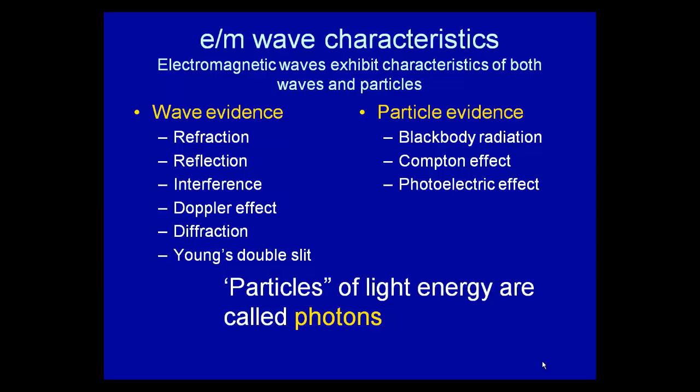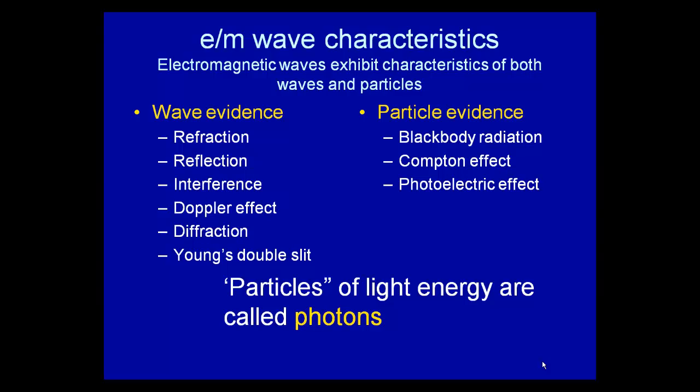So, electromagnetic wave characteristics. Well, they have properties of both waves and particles. On the wave evidence side, you have refraction, which again is the bending of light as it enters a new medium, reflection, which is the bouncing of light off a barrier, interference, which is waves interfering with each other, the Doppler effect, which is a shift in frequency due to a moving source, diffraction, which is the bending around an obstacle in the same medium, and Young's double slit experiment, which is passing light through a double slit from a single source and getting it to interfere with itself.